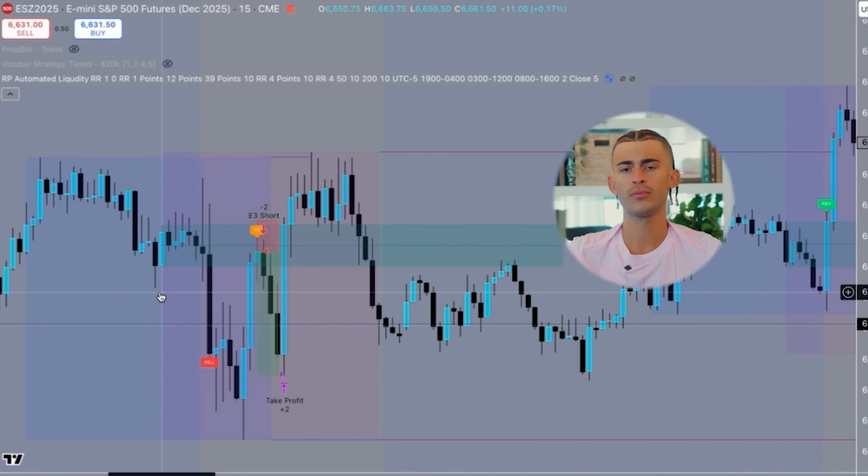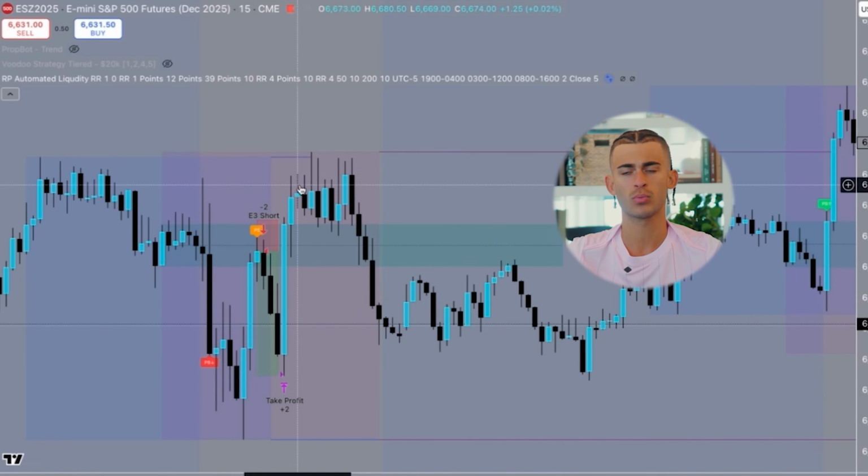We have the New York Open right here, and then we have an untested high as well as an untested low. I use this indicator because this removes all of the guesswork. I am not subjectively drawing lines. I am objectively identifying where the institutional liquidity is resting.